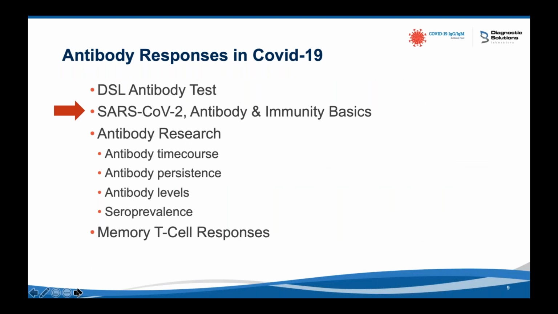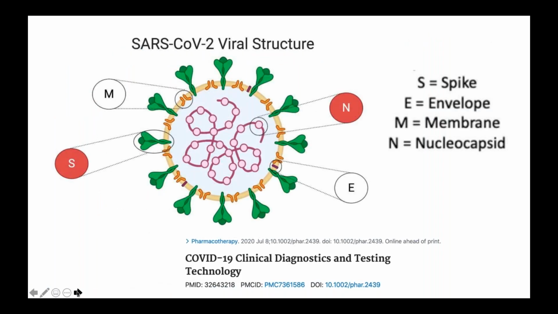So now I want to dive into some of the basics around SARS-CoV-2, as well as antibody testing and immunity basics. This is a schematic of the SARS-CoV-2 virus. It's showing you the viral structure, some of the key aspects of the structure. And this is important to know for understanding how antibody tests work, how immune responses work to the various antigens on the virus. We know that the main antigens that the immune system often reacts to are noted here.